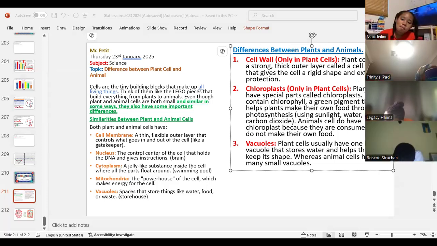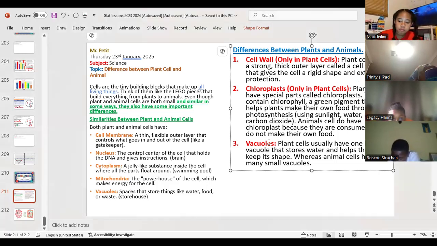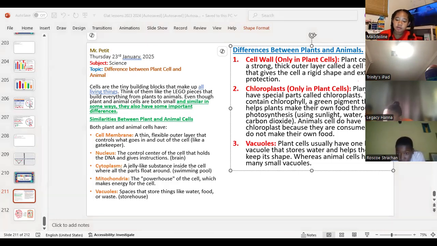Go ahead, Madeline, read the last part of vacuoles. Whereas animal cells have many small vacuoles. Good, read the first part now. Vacuoles. Plant cells usually have one large vacuole that stores water and helps the cell keep its shape. Very good.